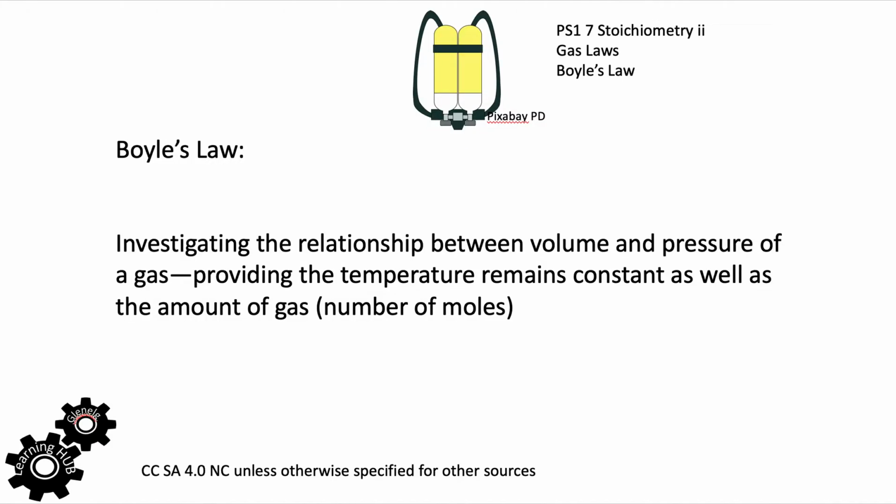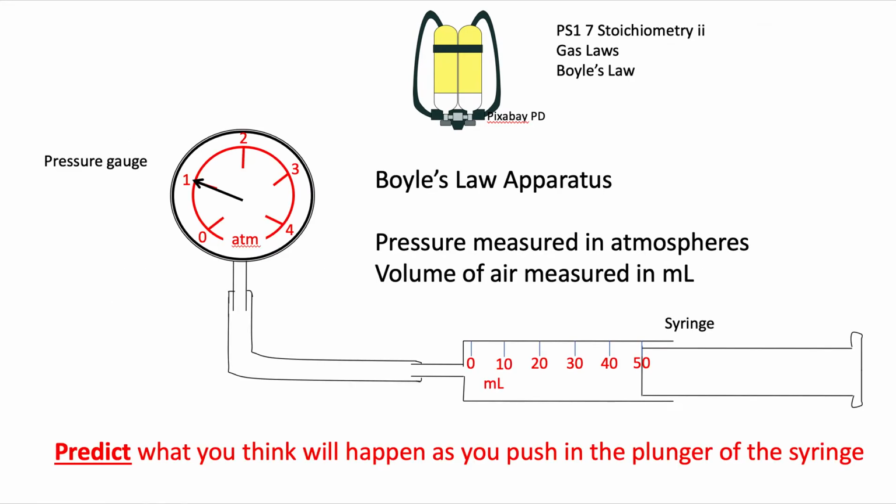So in our lab, we're going to investigate the relationship between volume and pressure, providing the temperature remains constant, as well as n, the number of moles. We're going to use some equipment, and this one involves a pressure gauge and a syringe. So pause and predict: write down what you think will happen as you push the plunger of the syringe inwards.